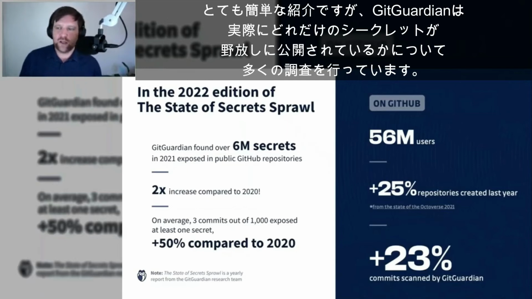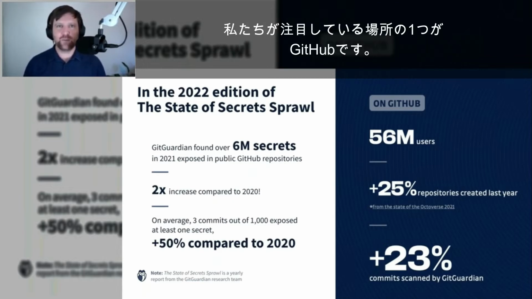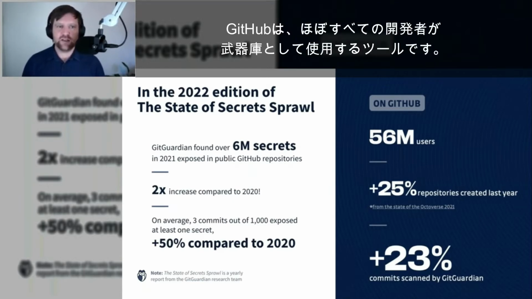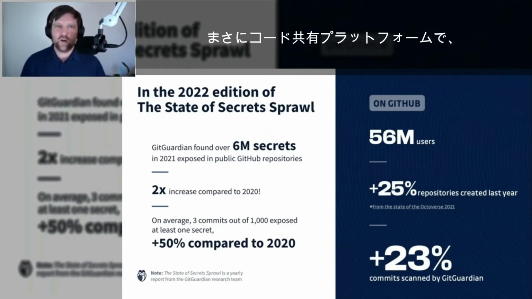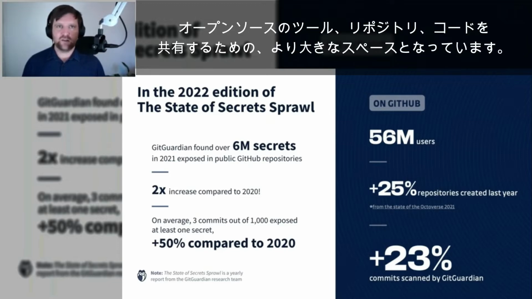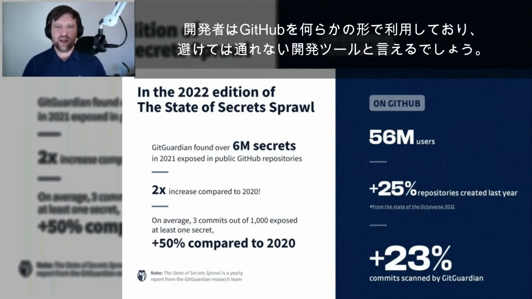So very quickly, GitGuardian does a lot of research into how many of these secrets actually get exposed in the wild. One of the places that we look is GitHub. GitHub is a tool that nearly every developer will be using in their arsenal. They've got more than 80 million developers on GitHub. It's really a code sharing platform, the largest space to share open source tools and repositories and code. Developers often use this as a portfolio. It's unavoidable to have some form of coverage with GitHub as a developer.